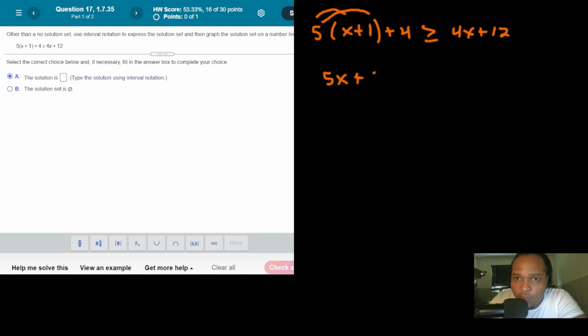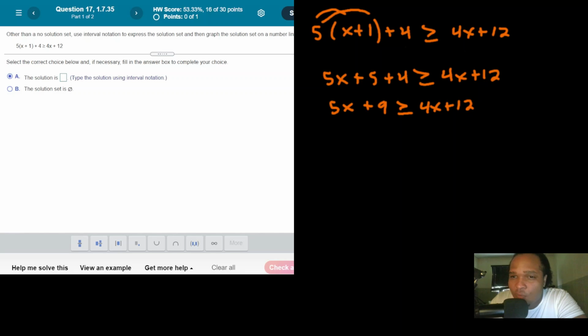Okay, so 5, open parentheses, x plus 1, close parentheses, plus 4, is greater than or equal to 4x plus 12. Let's do some good old-fashioned algebra. Go ahead and start by distributing this 5 to the x and the 1. So we have 5x plus 5 plus 4 on the left-hand side. Let's combine like terms: 5x plus 9 is greater than or equal to 4x plus 12.